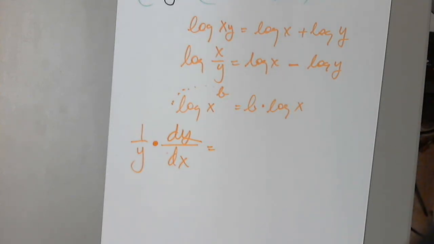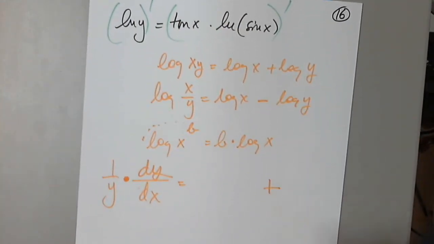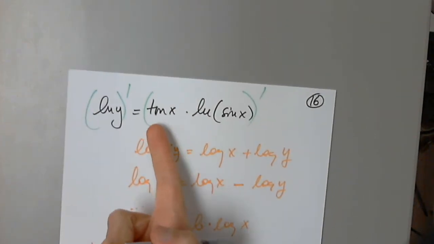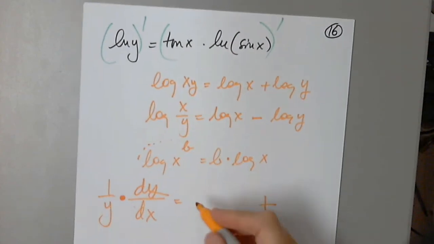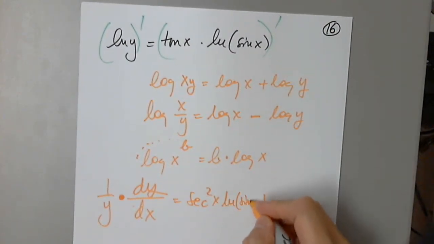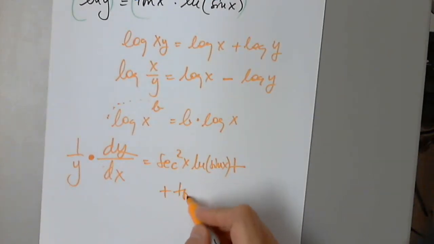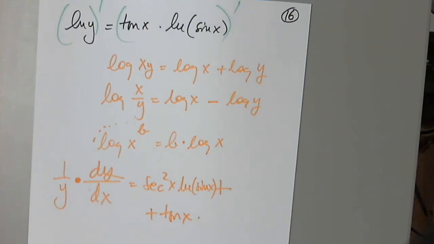And now the right-hand side, can anyone tell us anything about the right-hand side? So the right-hand side, careful, it's a product. So you have to have a sum of two terms. Every time you differentiate a product, you have to have a sum of two terms, of two products. So the first function prime, very good: secant squared x times the second function, natural log of sine x, plus the first function, but times the second function prime.